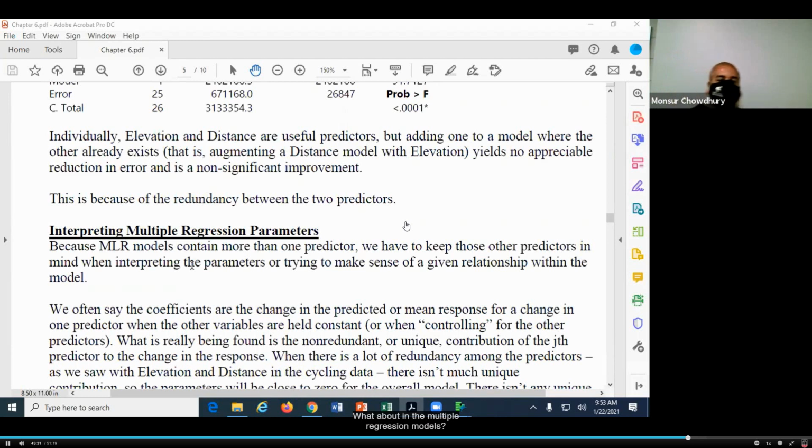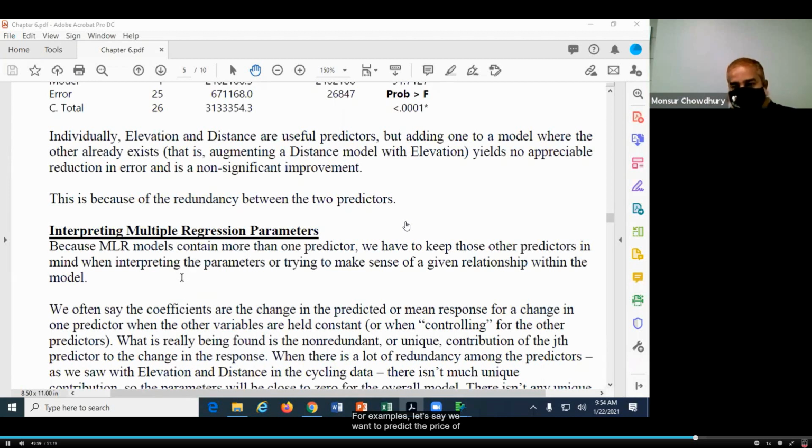What about in the multiple regression models? We have more than one predictor in our model, so we have to keep the other predictors fixed. When we are talking about the relationship between only one predictor and the response variable, we need to keep the other predictors fixed. Very simple examples I can give you.